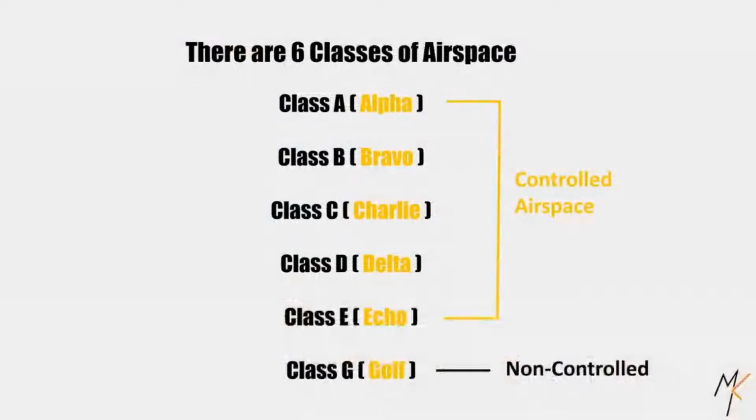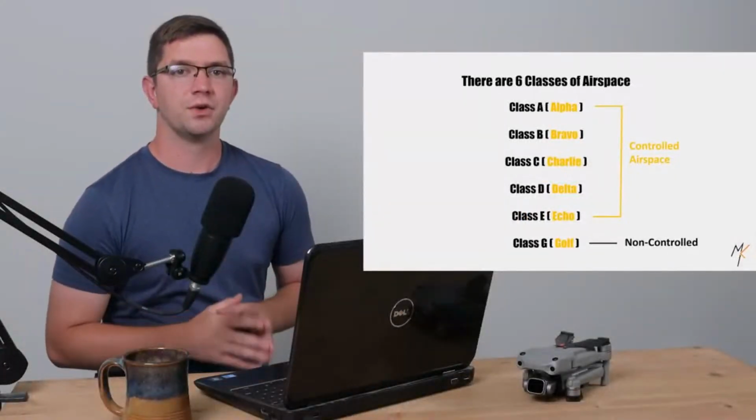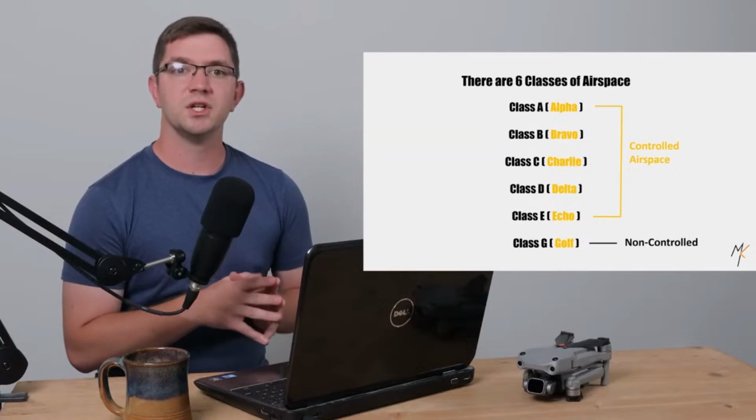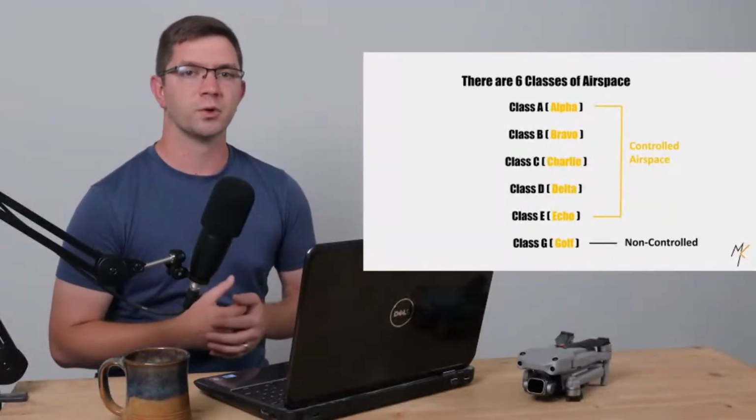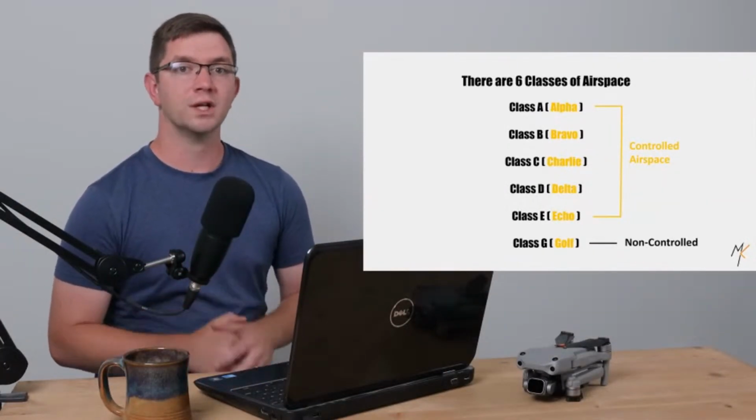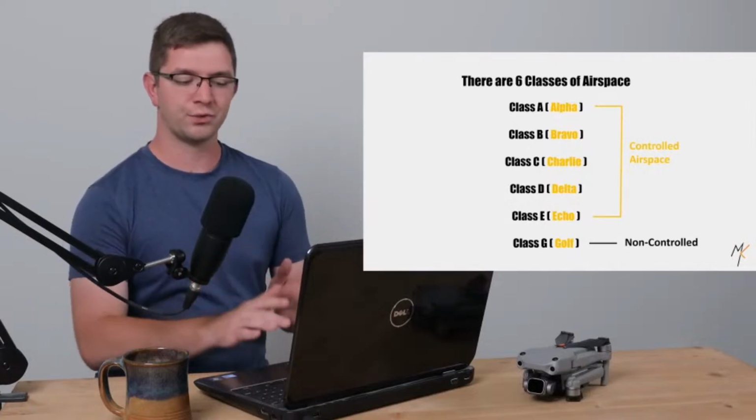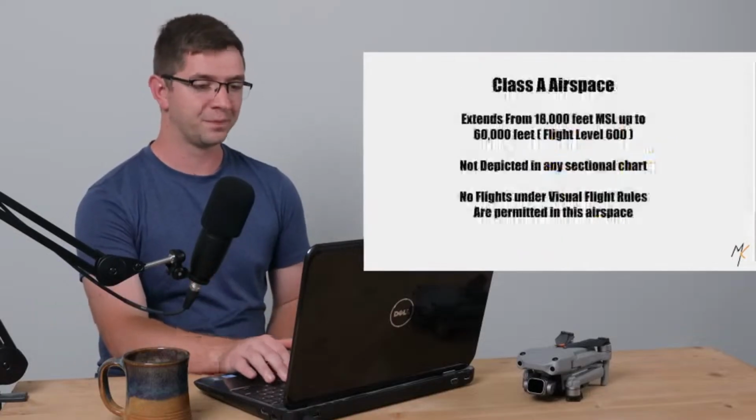If we go back to the previous slide, you'll notice Classes Alpha through Echo are part of controlled airspace. Class Golf is the only class of airspace that is uncontrolled. So if you plan to fly your drone and you find that you're located within Class G, then you don't need to request permission from air traffic control at all. So just go fly in Class G as much as you want.